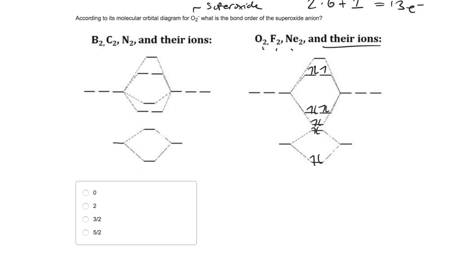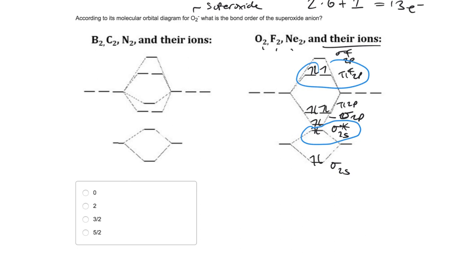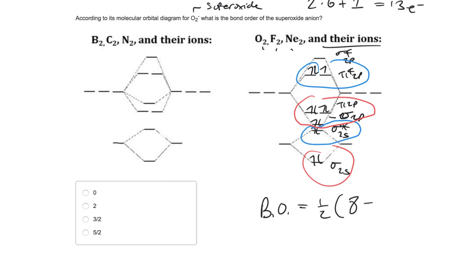So for O2, if I want to label the orbitals, I really want to make sure I get the antibonding versus the bonding. So I have the sigma 2p, the pi 2p, and then the pi star 2p going up in energy, and the sigma star 2p unfilled. My antibonding electrons are these ones here, and my bonding electrons are these 8 electrons. And so my bond order is a half: I have 8 bonding electrons, minus the 5 antibonding. So I end up with a 3/2 bond order.